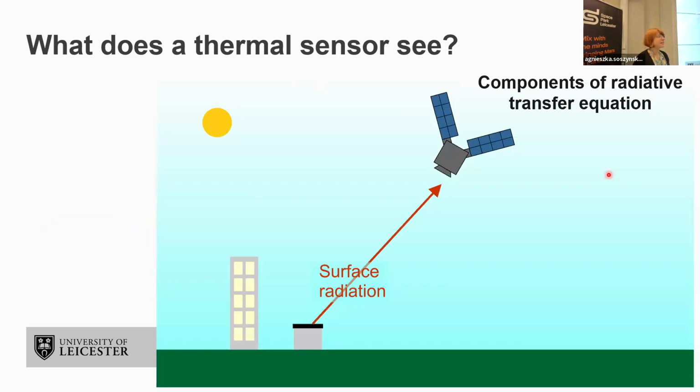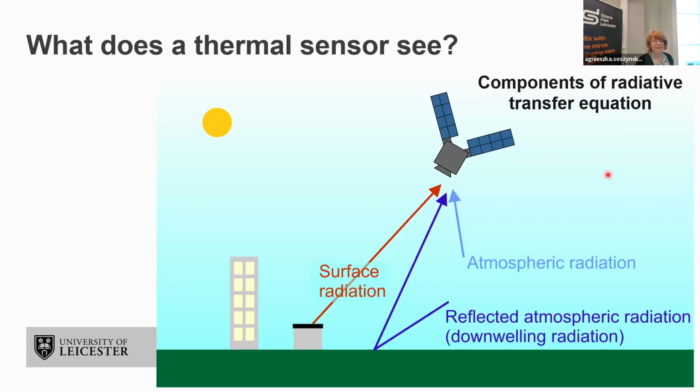To take that a little bit deeper, what does a thermal sensor see? We have first the surface radiation. That is what we are mainly interested in, or at least what I am interested in for my research. Then we also have the atmospheric radiation: the temperature of the atmosphere, as John mentioned, will be another component in what the sensor records. Then we have reflected atmospheric radiation. This means the atmosphere radiates, that radiation is reflected from the ground and goes back up to the sensor. This is the third component.